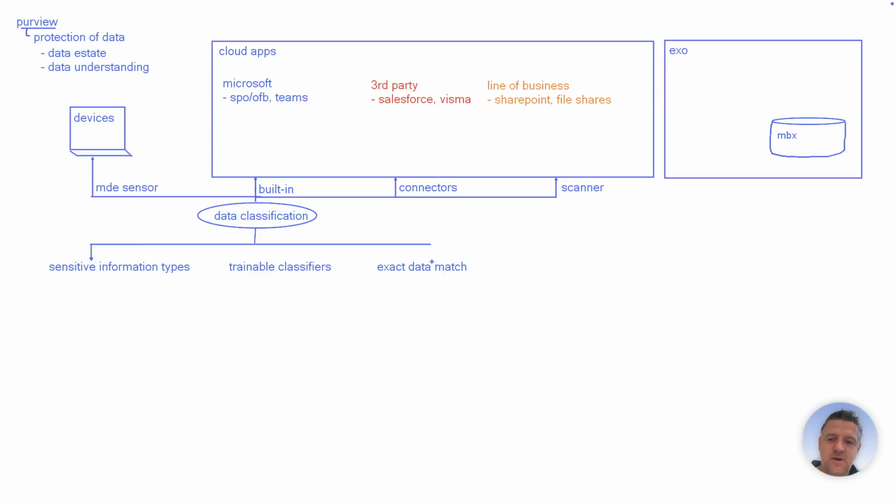About exact data matching, this will only work on databases, meaning that if you store data in SQL type of databases, then you can also look for content there. Sensitive information types is the most used option here. And this is making use of regular expressions to identify data types. For example, if you need to recognize a credit card number, you will be looking for a string of numbers. For example, how many characters? Let's say 15 or 16 characters long.